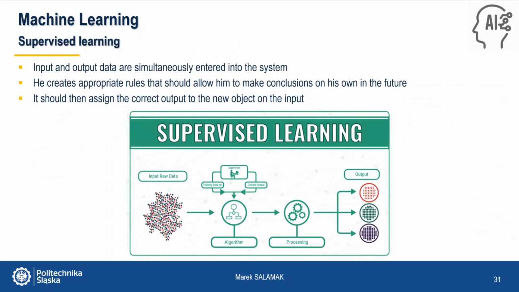In supervised learning, input and output data are simultaneously entered into the system. On this basis, it creates appropriate rules that should allow it to make conclusions on its own in the future. Thus, it should be able to assign the correct output to an object that was not previously in the input data set.